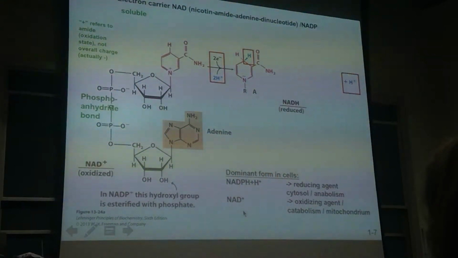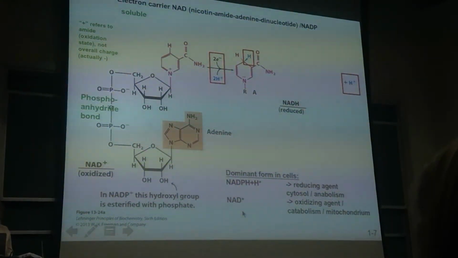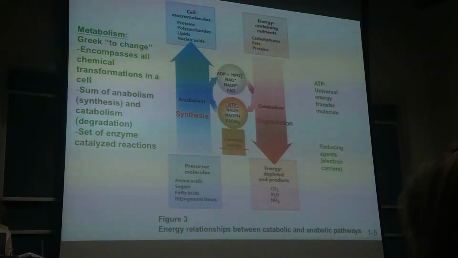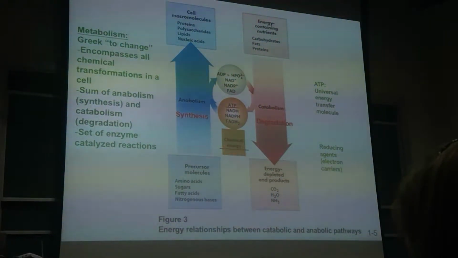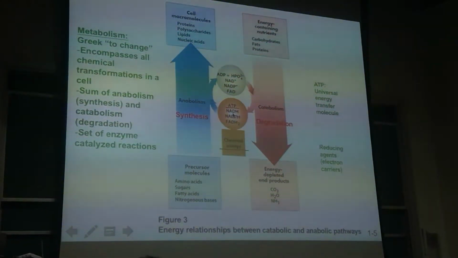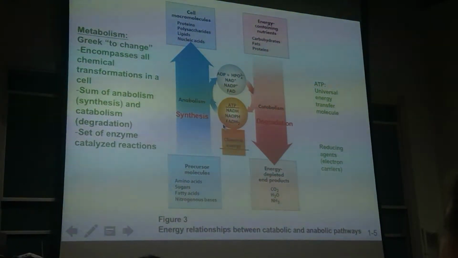So if we think about the first overhead that I showed you, let's go back. Not one of the very first. In the cell, NADPH is mostly involved in synthesis. In the cell, the concentrations are such that NADPH is very high, and it's usually involved in synthesis, whereas NAD+ is the dominant form of NAD and NADH, and so it's typically involved in catabolism.